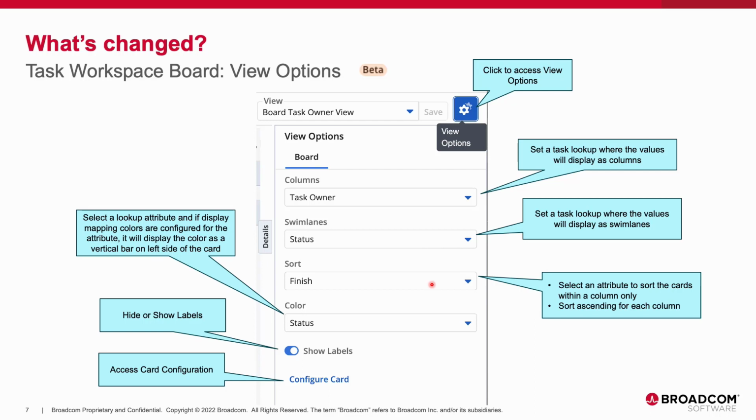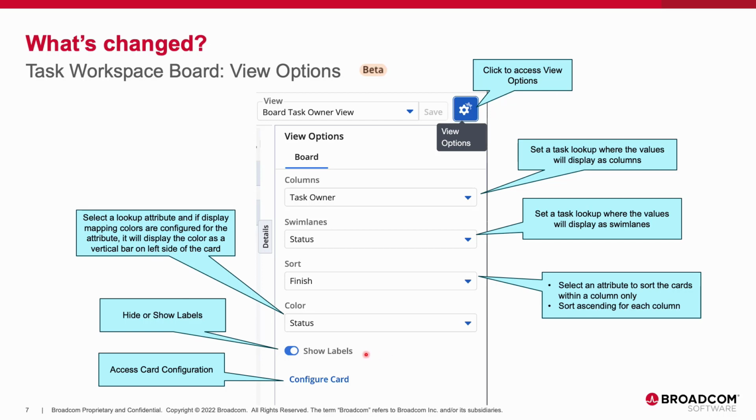The sort is specific to the column area, so it does the sorting within the particular columns, and you provide the attribute that you want to sort on. The color is based on a lookup attribute on the task object, and if it has display mappings configured, it will show the appropriate color based on the value. There's a color bar on the left side of the card that is mapped to the display mappings.